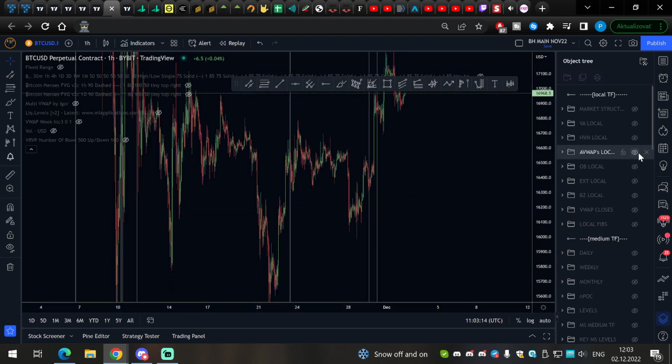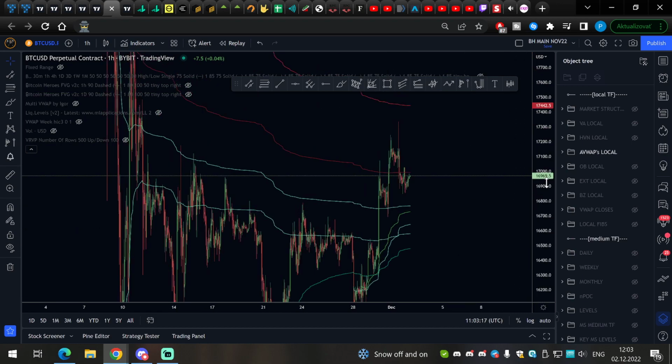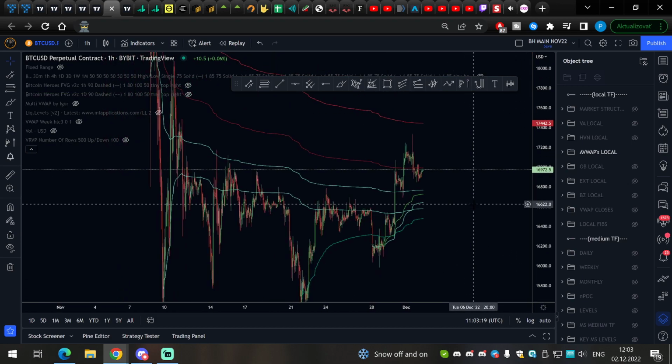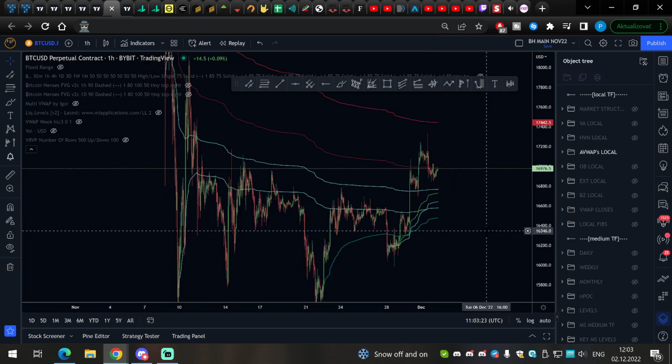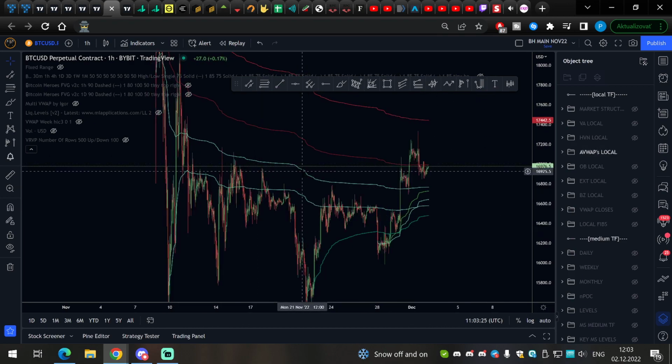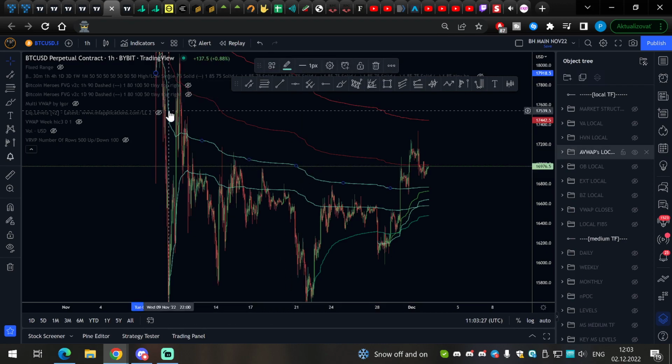Let's have a look at anchor VWAPs. So Bitcoin is still looking fine because it's still above the main anchor VWAPs, especially this one. This one was very important. This is measuring the whole range volume, and we did a successful retest, and there was defense of it and a bounce. So this is very important to hold for the further upside. So I'll be monitoring that.